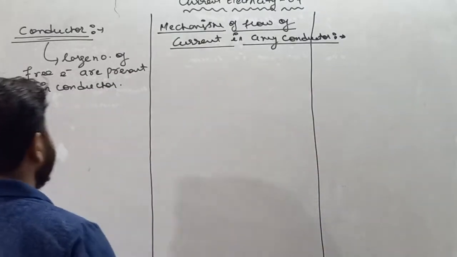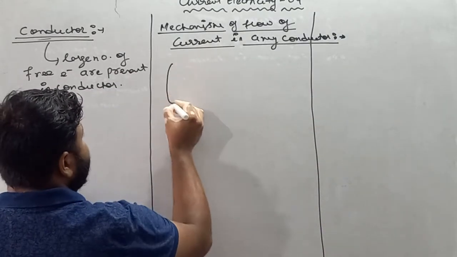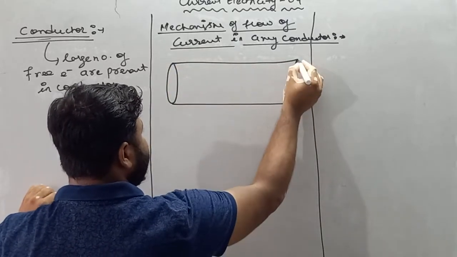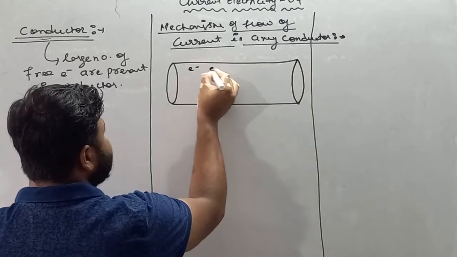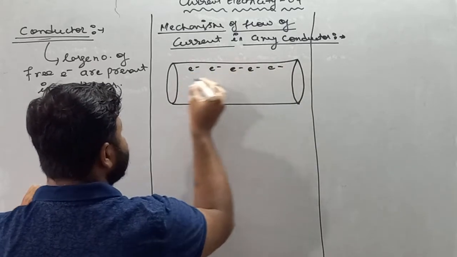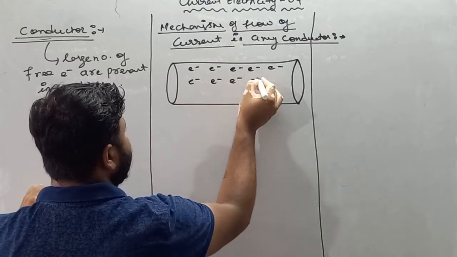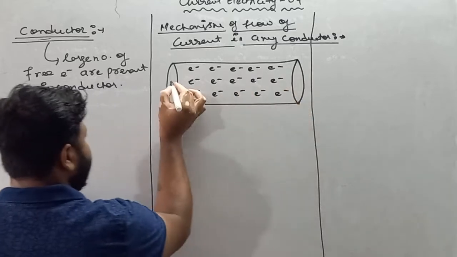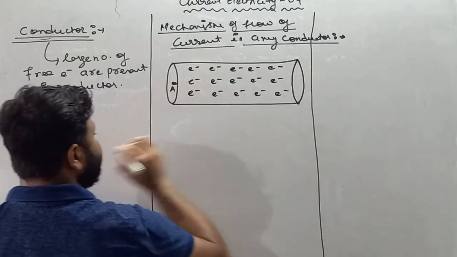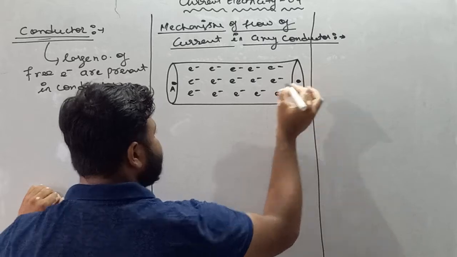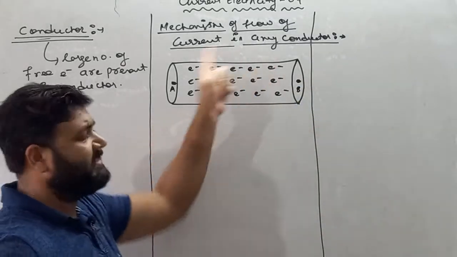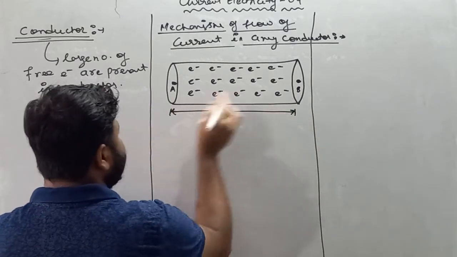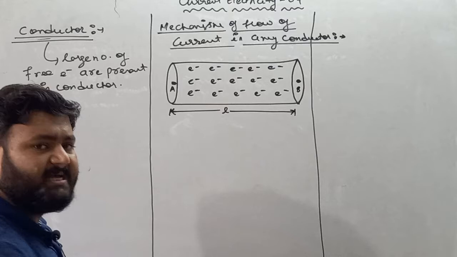So my dear student, let's suppose we have a conductor. In this conductor we know that a large number of free electrons are present. Let's suppose this cross section carries point A and this cross section carries point B. This is a conductor, and let's suppose its length is L. In this conductor a large number of free electrons are present.